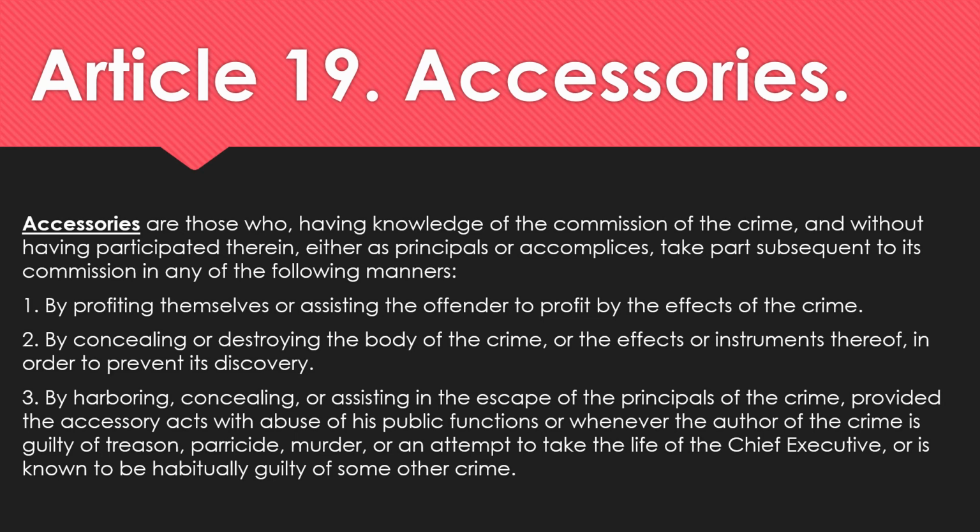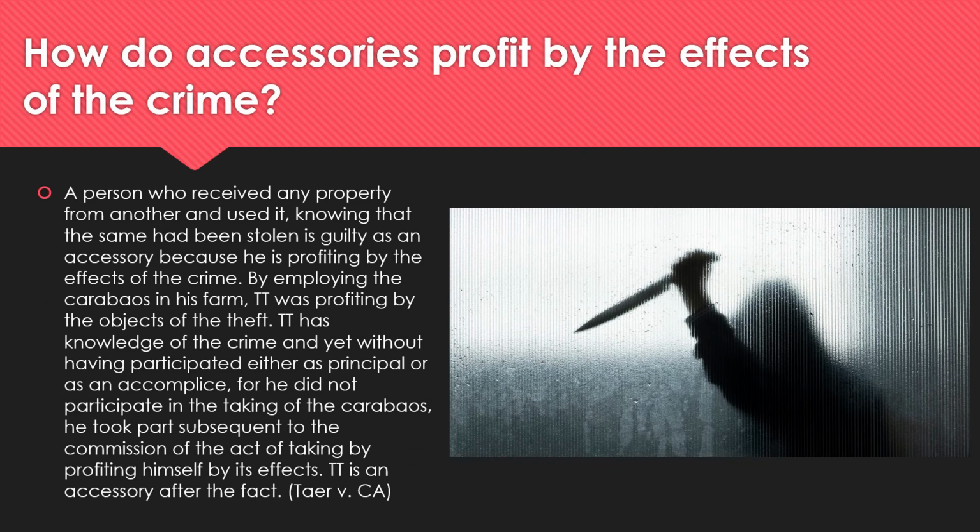So if the mentioned provisions are accomplished. How do accessories profit by the effects of the crime? Now, a person who received any property from another and used it, knowing that the same had been stolen, is guilty as an accessory because he is profiting by the effects of the crime.